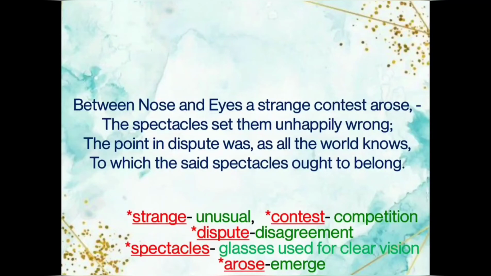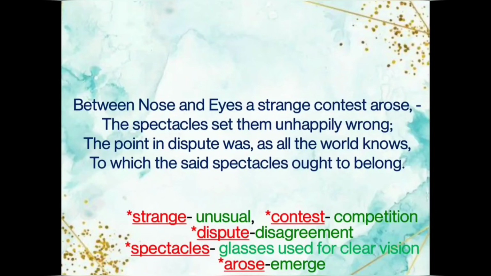Now we all know that we wear spectacles to see clearly. They are used to improve the eyesight, so they are meant clearly for the eyes as we know it. That is why the poet calls it a strange dispute. Here both nose and eyes are claiming their ownership of spectacles.